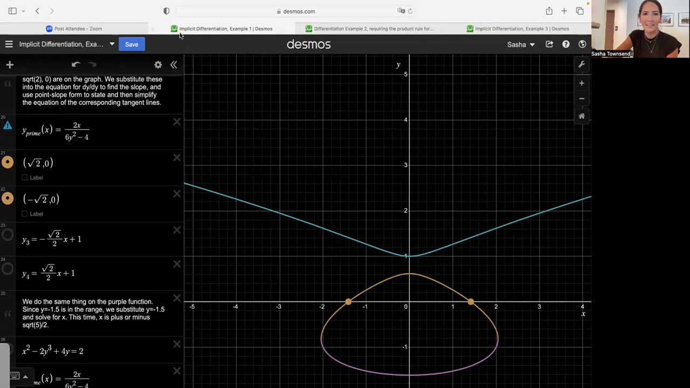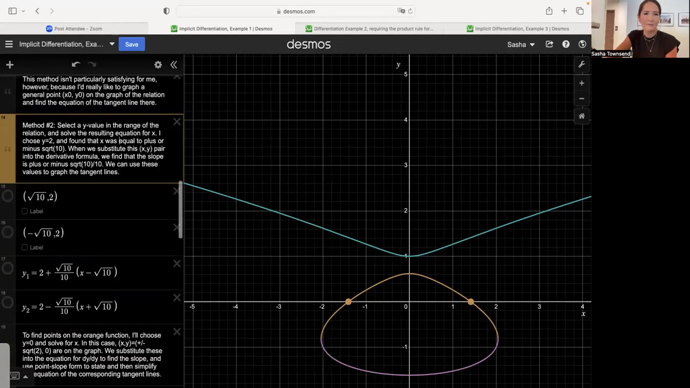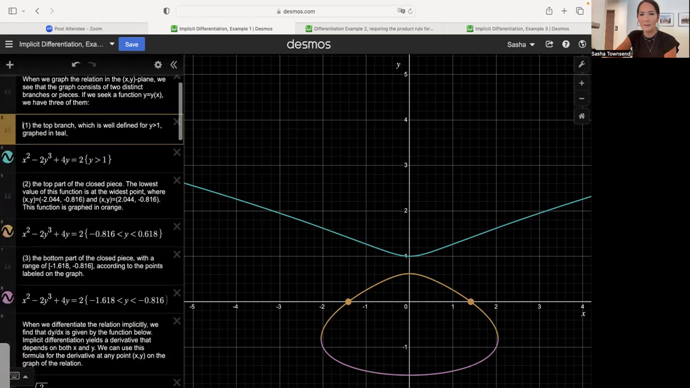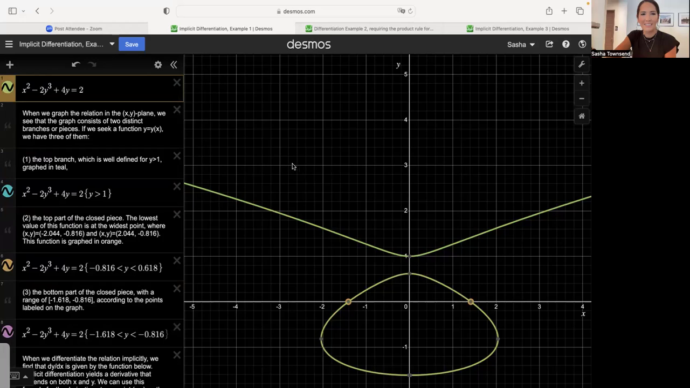So let's move on. That's the first example. I think we've done enough with that first example for right now. And we've looked at the first and second derivative and how to find points on the curve. But we will come back in a different video and look at a second example.